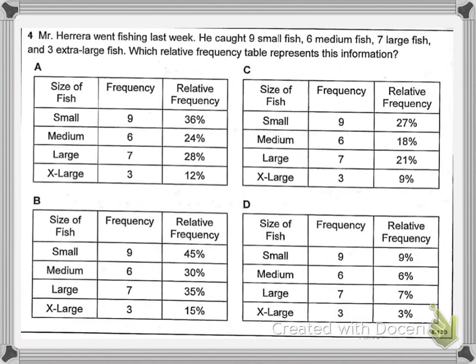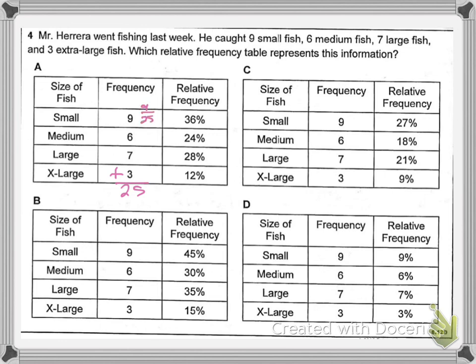And the last problem. Mrs. Herrera went fishing last week and he caught 9 small fish, 6 medium fish, 7 large fish, and 3 extra large fish. Which relative frequency table represents this information? So if he caught all those, we need to know how much total that is. So if we add all these numbers together, it's 9 plus 6 is 15, plus 7 is 22, plus 3 is 25.